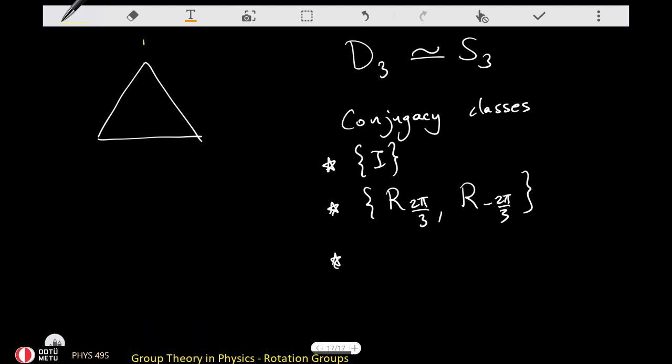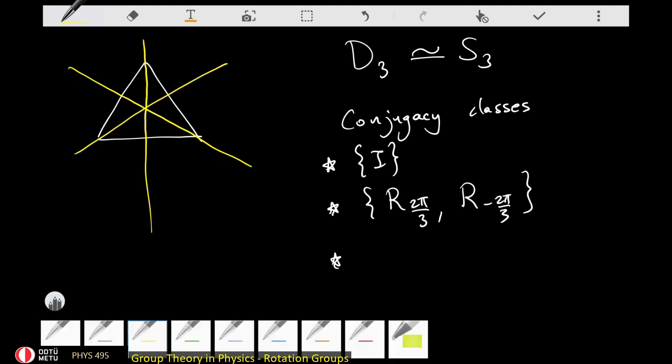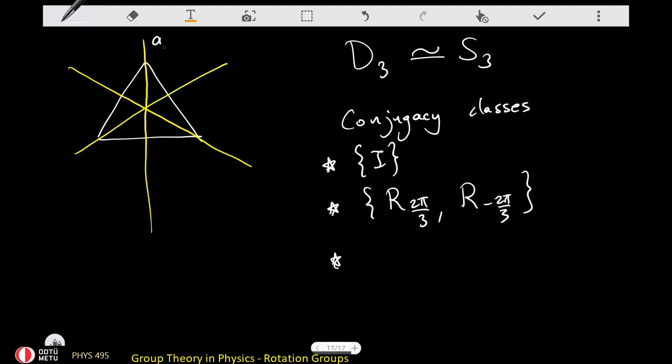In that case, we just draw the mirror plane. So that's the first one, second one, the third one. Just label them by A, B, C. So we have these 3 operations in here. Therefore, these 3 are all conjugate to each other, because by rotating any of these mirror planes, I can obtain any other mirror plane. All right, these are the only conjugacy classes.